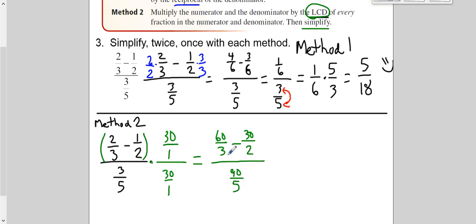Notice this did not create common denominators. What it did instead is it's going to help us cancel out all of these 3 denominators. What's 60 divided by 3? 20. What's 30 divided by 2? 15. And what's 90 divided by 5?